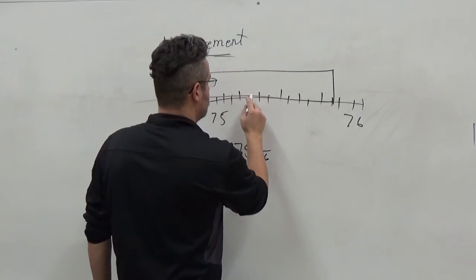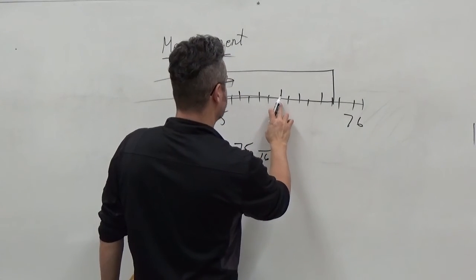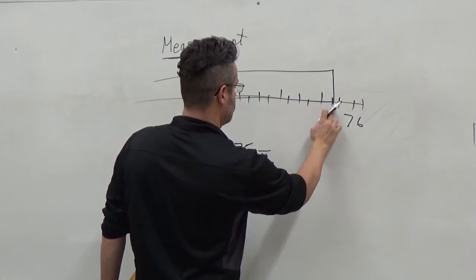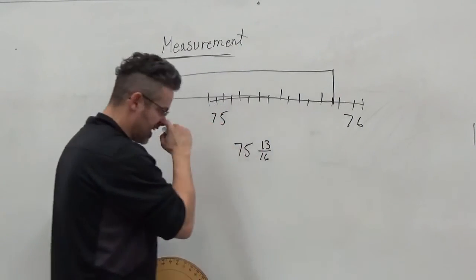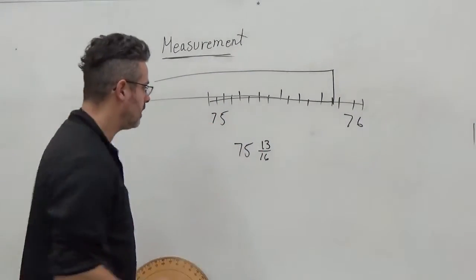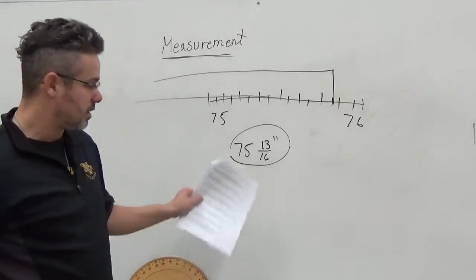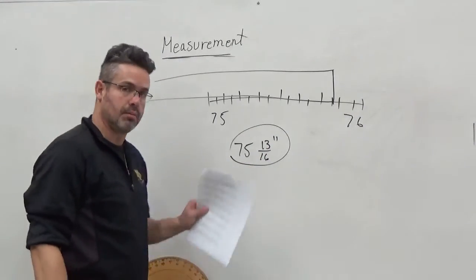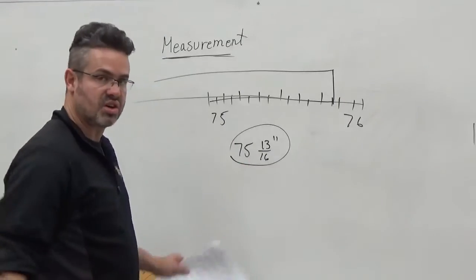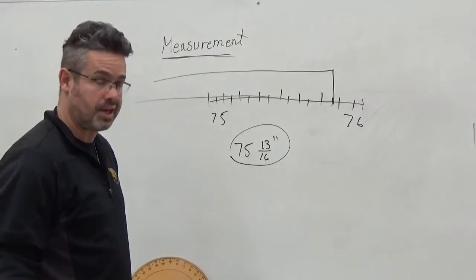So 1, 2, 3, 4, 5, 6, 7, 8, 9, 10, 11, 12, 13. Oh, look at that, an odd number, I'm done. So this would be a good answer. I would accept this. This is something you could put on a drawing, something you could measure out on a board. However, I'd also challenge you to put this into feet as well.